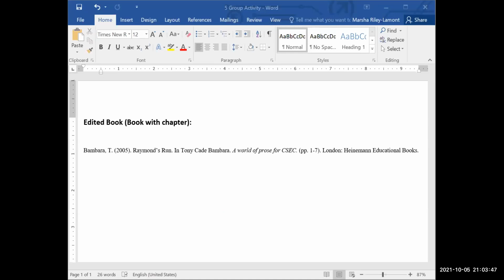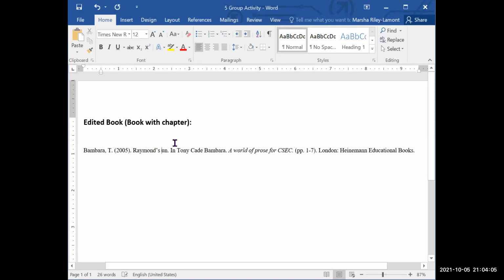All right, so this is the edited book. I'm seeing two things, book with chapter and edited book. They are not the same source. How are you having the two things there? This is an edited book. So Raymond's run should be a comma, then which edition, or take out the PP. The PP is actually incorrect. It's supposed to be EDS, comma, and space.